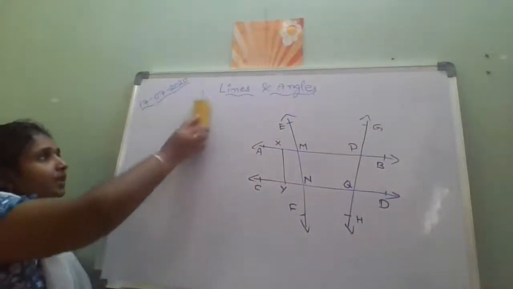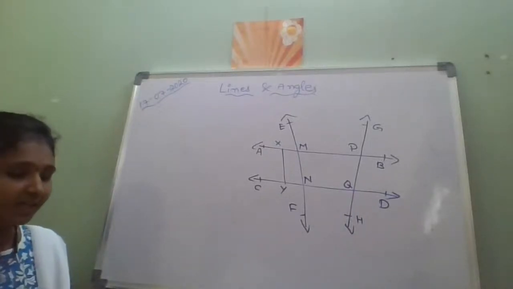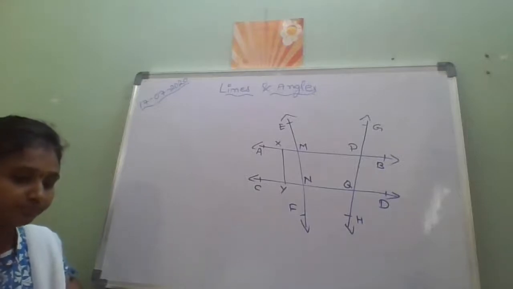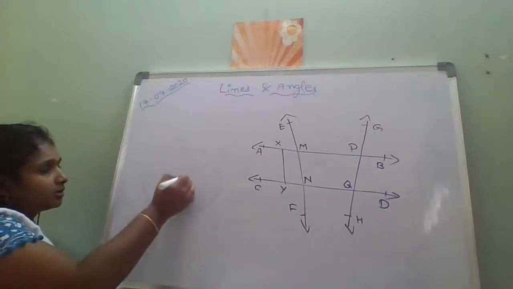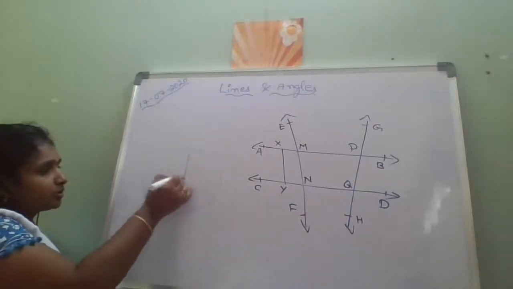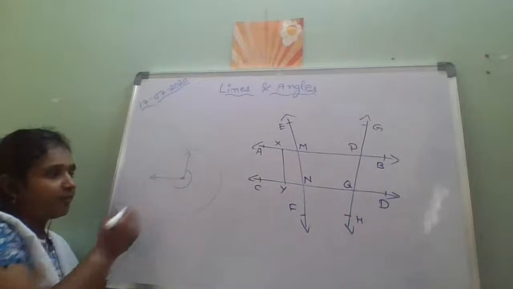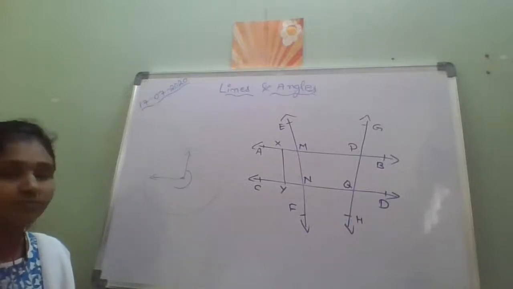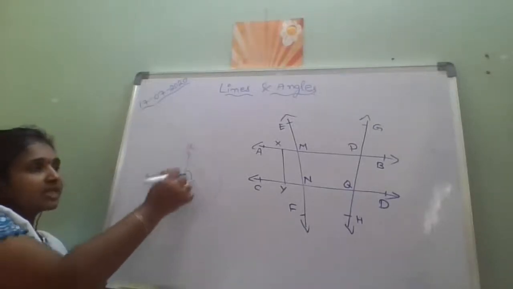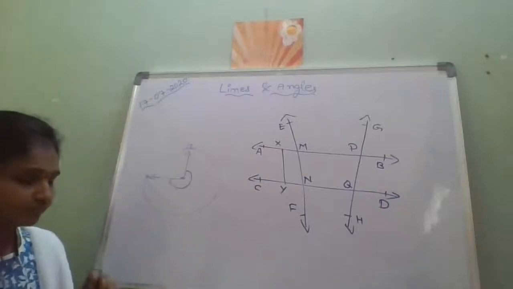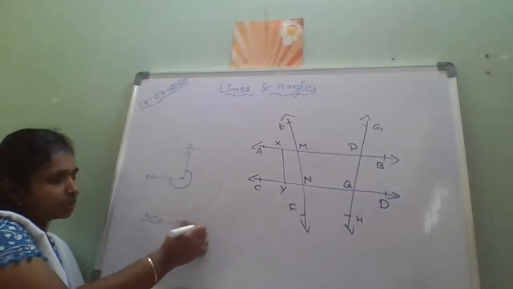And now tell me, I will tell the time of the clock. Tell me the angle. 9 o'clock. And this angle, I want this angle. This one 9, this one 12. This angle how much? 360 minus 90, 270.